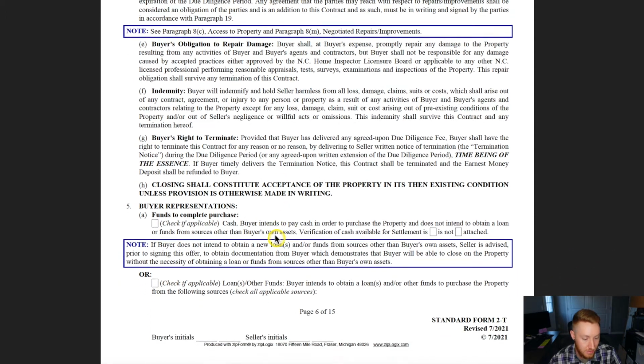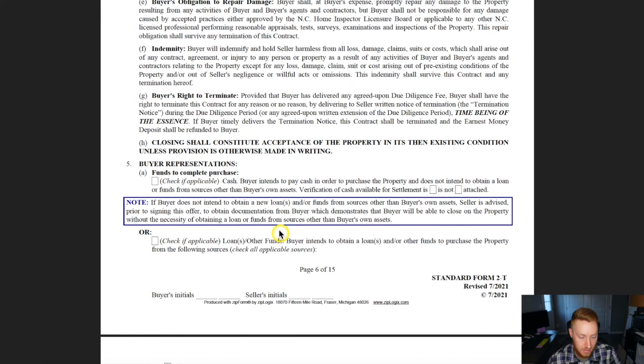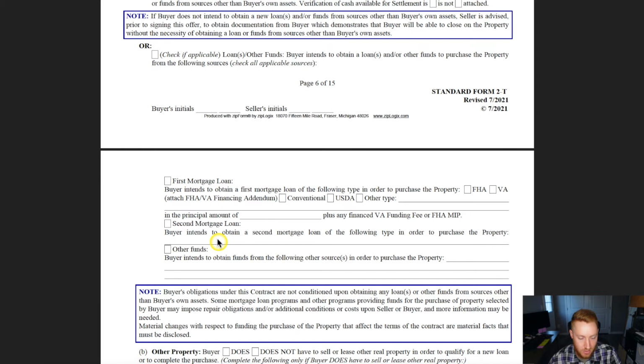Buyer representations. This is your representation as it relates to financing. If you're paying cash, you would check this first box, or if you're getting a mortgage loan, you'll check this second. If it's a mortgage, here you'll disclose to the seller what your intentions are for a mortgage. This doesn't have to be the exact product that you land on, but these are your goals or intentions based on your initial pre-approval letter. And again, this would be subject to change.